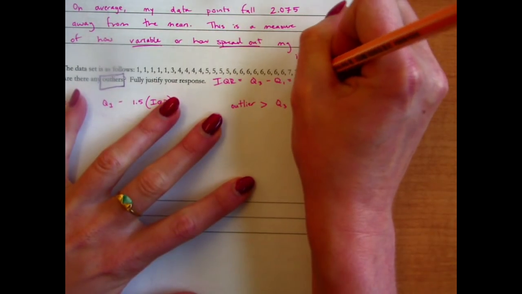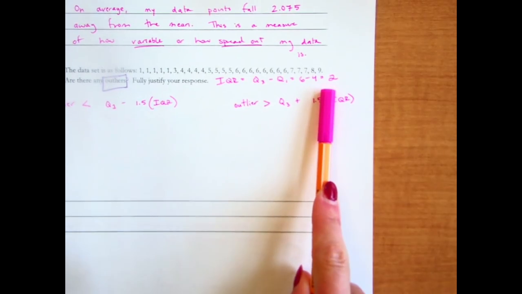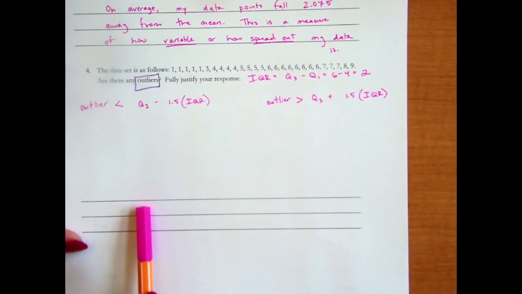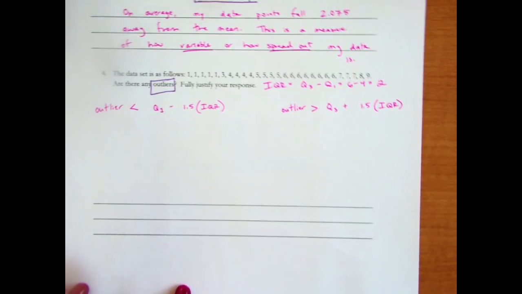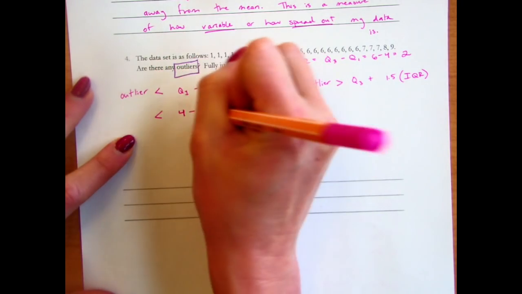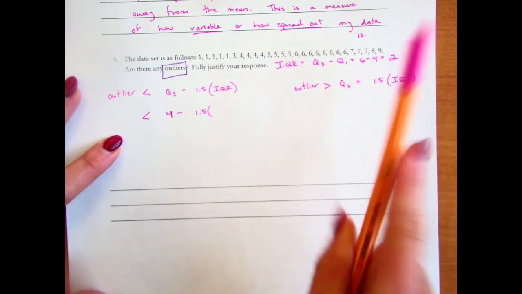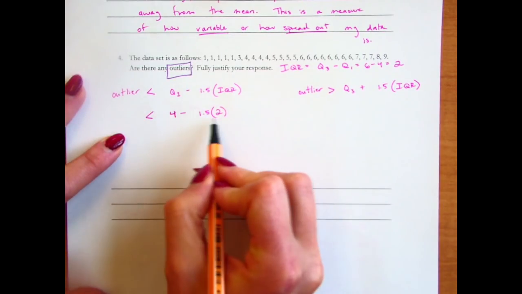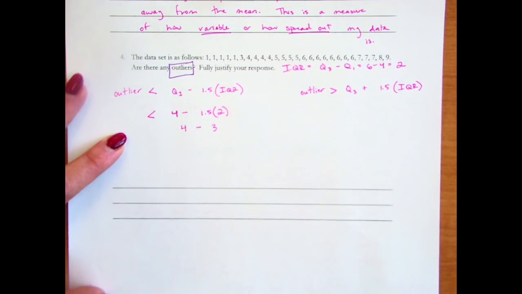Let's check the right side of the distribution. Any number greater than 6 plus 1.5 times 2. 6 plus 3. Any number greater than 9. And it looks like the highest number in the distribution is 9. If I had a 10, that would be an outlier, but no one said 10. So I have these two possible outlier boundaries, and no values beyond either of them are present in the data set.